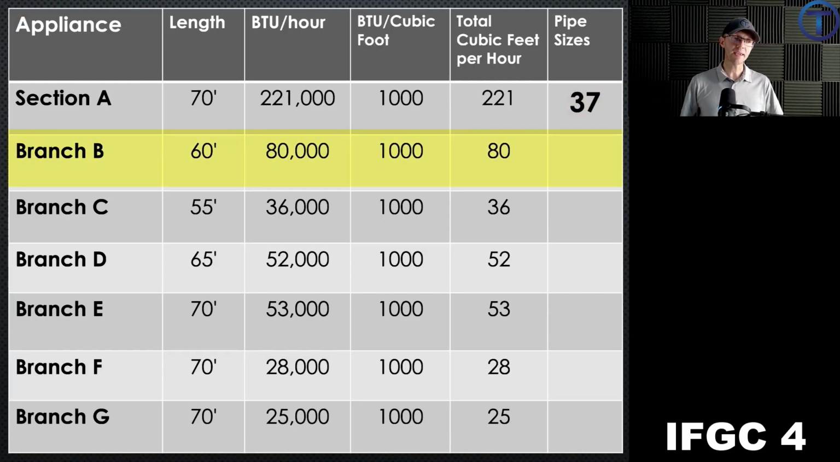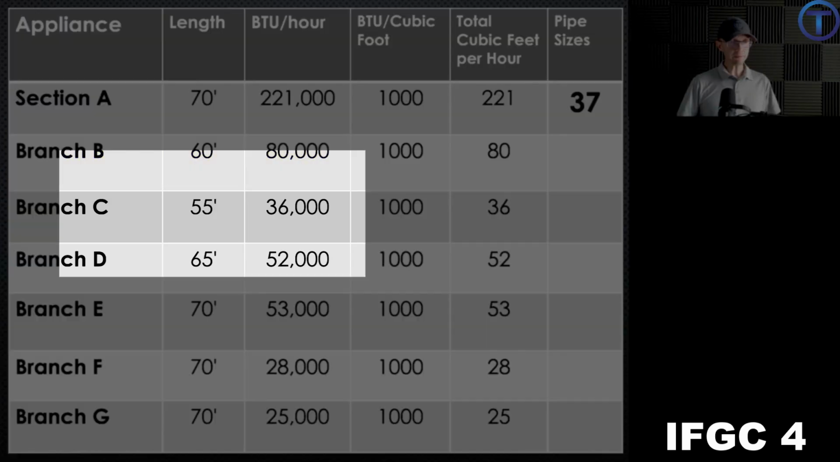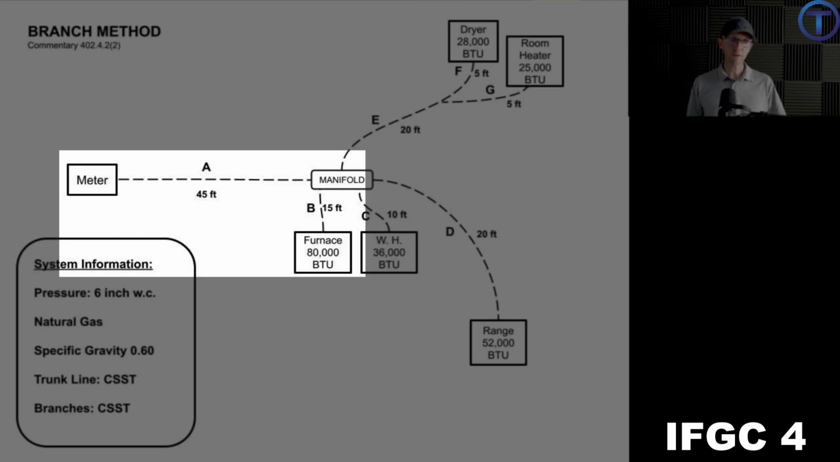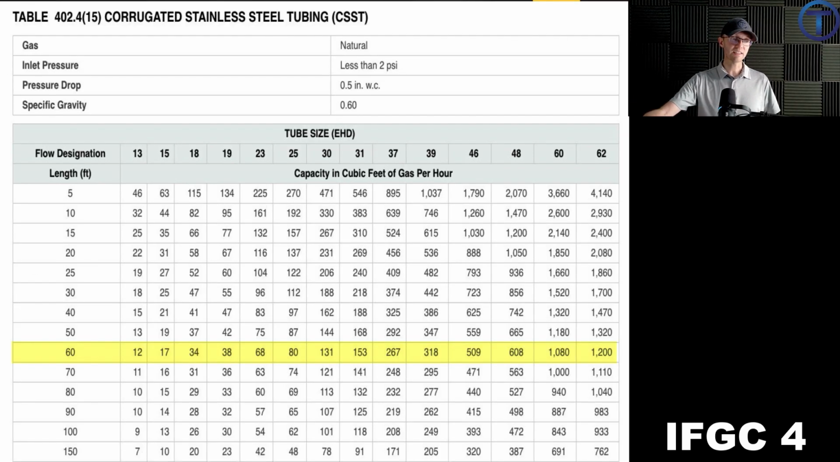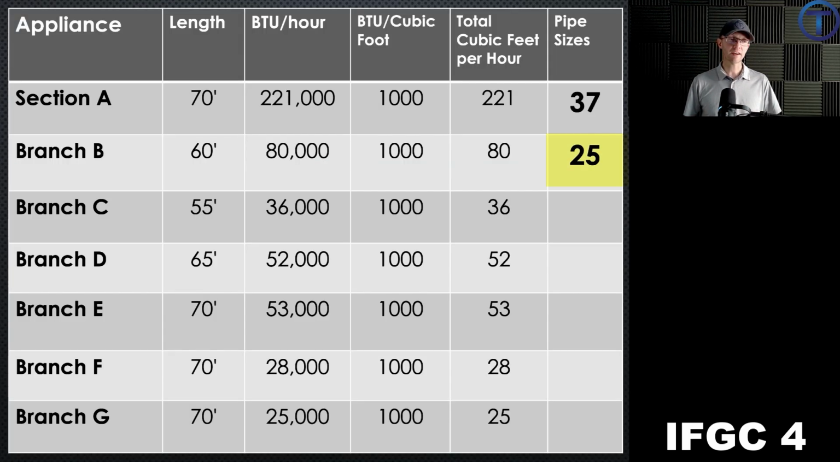Let's go to branch B. Developed length here is 60 feet to the furnace with 80 cubic feet per hour. That's running from the meter to the furnace. We'll take that distance of 60 and come down to line 60. We have 80 cubic feet per hour. It's more than 68, but there is a column here that has exactly 80, so we can stay in that column, go to the top, and we find a tubing size of 25. We'll put that on our table.